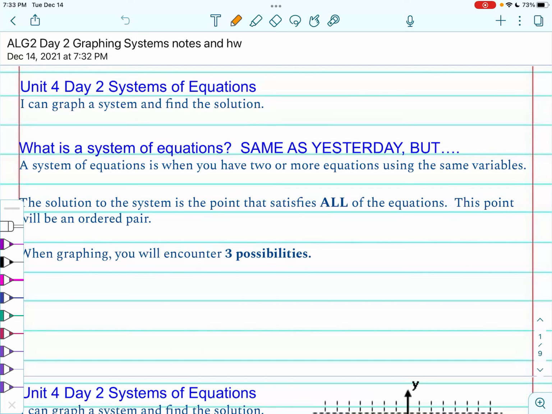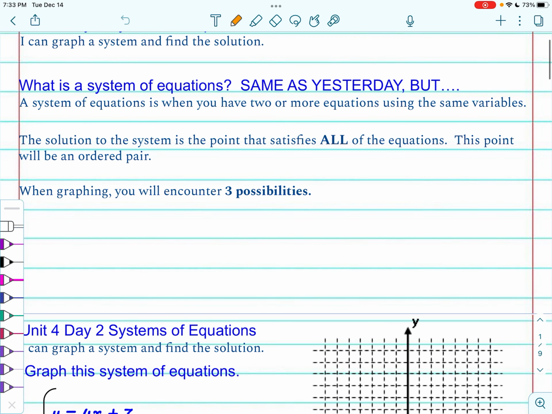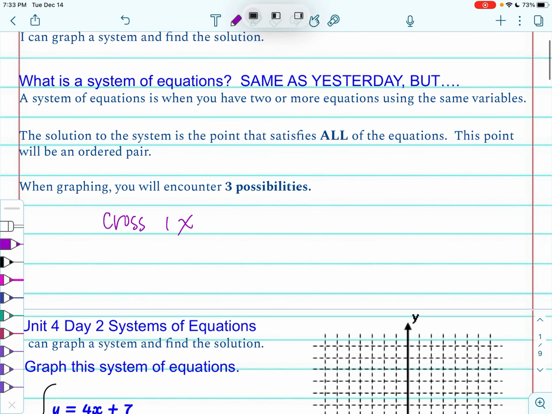We are continuing on graphing systems of equations, but we're going to use those other two that I talked about yesterday. Yesterday I said the only choice was that they cross once, and today we are going to look at all three of the possibilities. So that's that they cross once. And that looks like this, and you were looking at those yesterday.